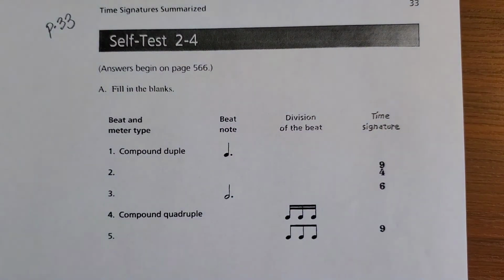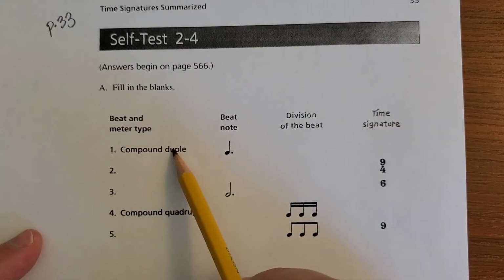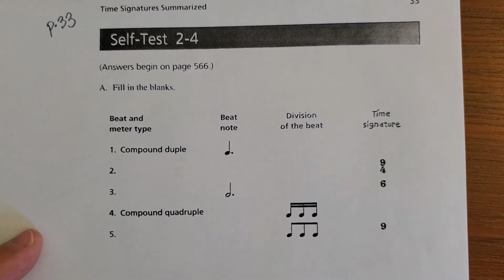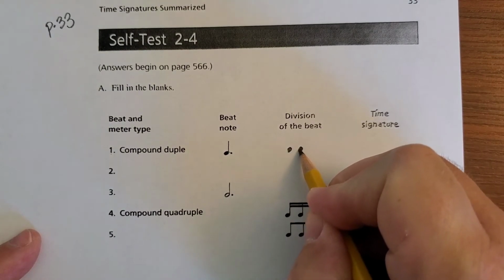All right, this is Self-Test 2-4 on page 33 of the textbook. This one deals with compound meters. Number 1 says compound duple. The beat note is a dotted quarter. Well, the division is going to be 3 eighth notes.